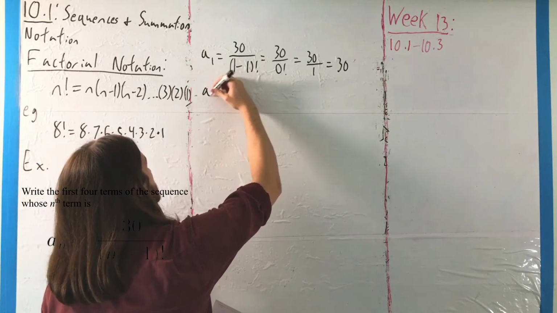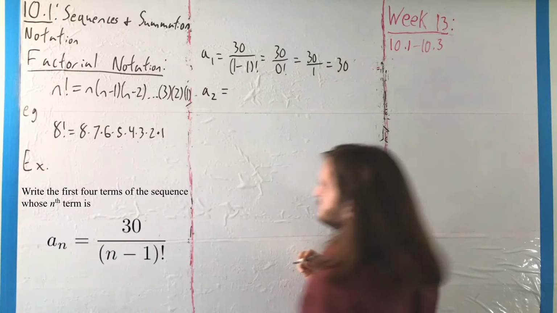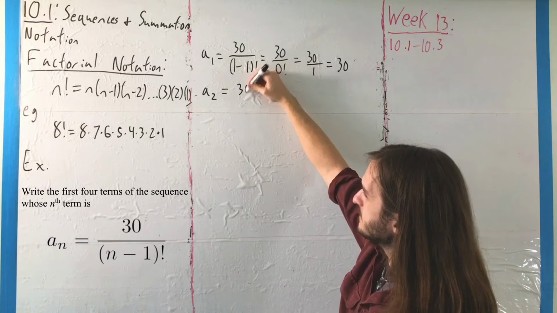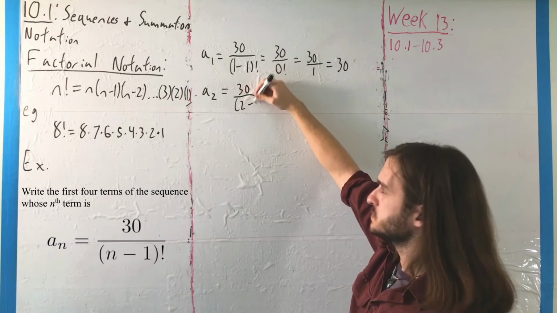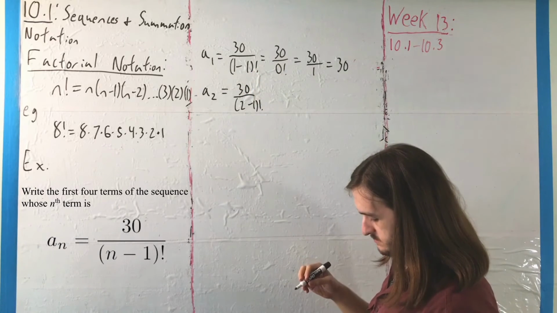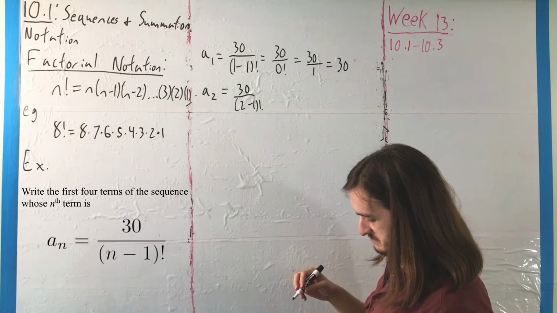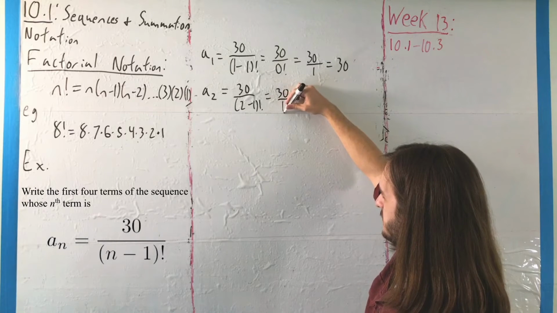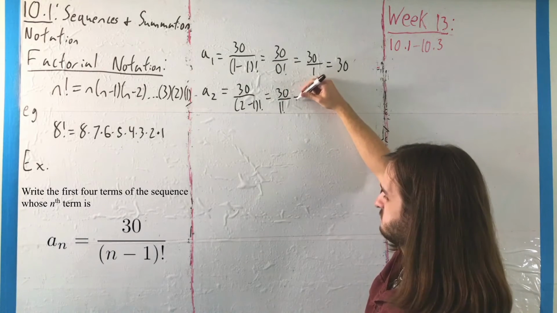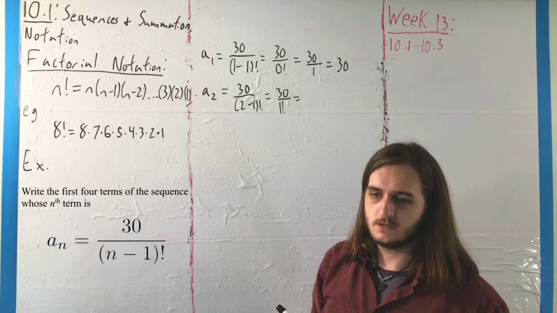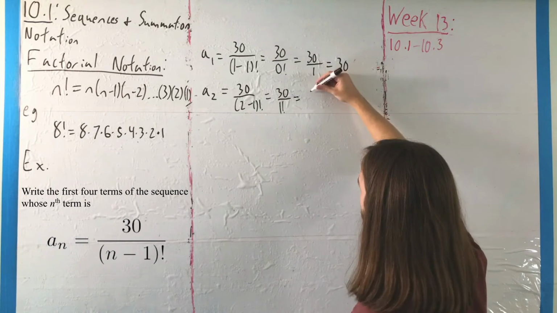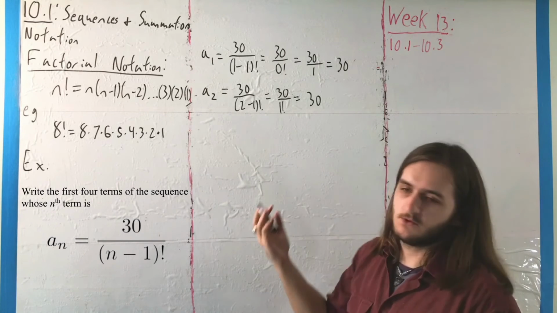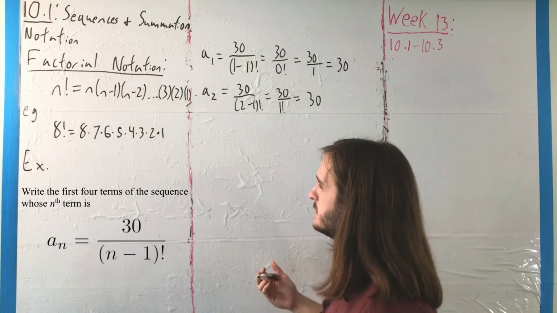For our second, for a2, we're going to have 30 over 2 minus 1 factorial, but that's just going to be 30 over 1 factorial. And the only natural number less than 1 is 1. So it's just 30 over 1 again. Still 30. It's not very interesting. But this won't just be a sequence of 30s. We'll get something soon.